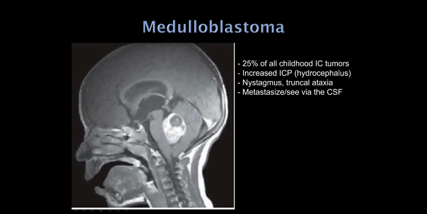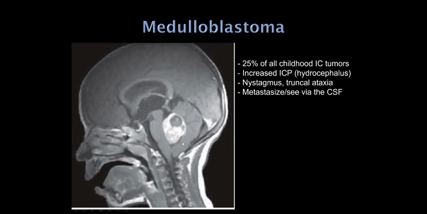Now, medulloblastoma is a common childhood tumor, about a quarter of all childhood intracranial tumors. And notice that we're on a sagittal MRI scan, and this tumor is very midline, which is important to understanding how this presents. Because if you have a midline tumor, then you're going to block flow of cerebrospinal fluid, and so these children develop hydrocephalus.